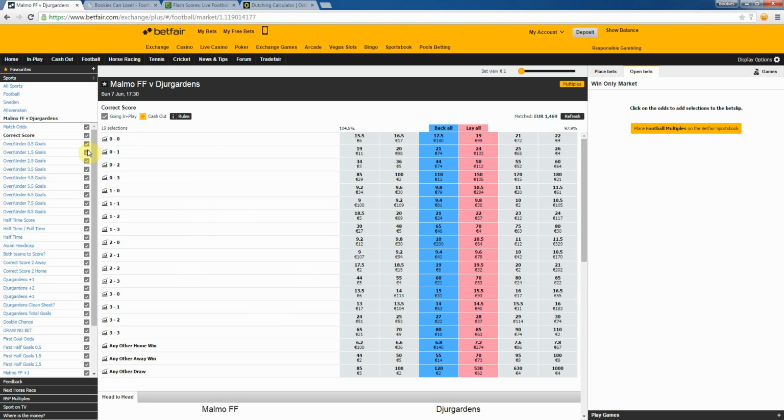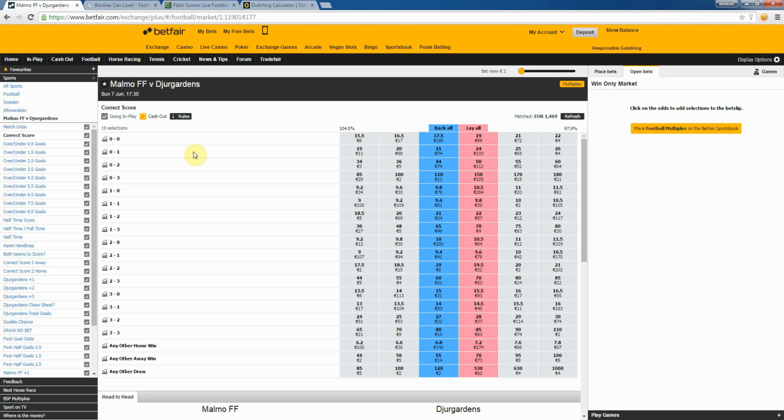As you can see, this is the correct score market. There are many options here. If you are new to trading, it doesn't yet mean anything to you. There are some numbers here, blue, and some numbers pink. So I'll explain what it means in a second.